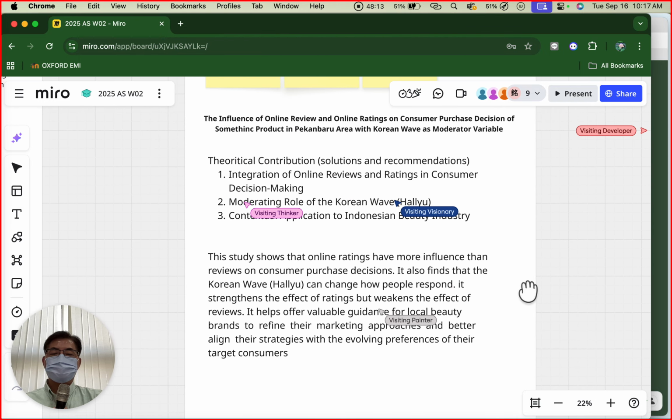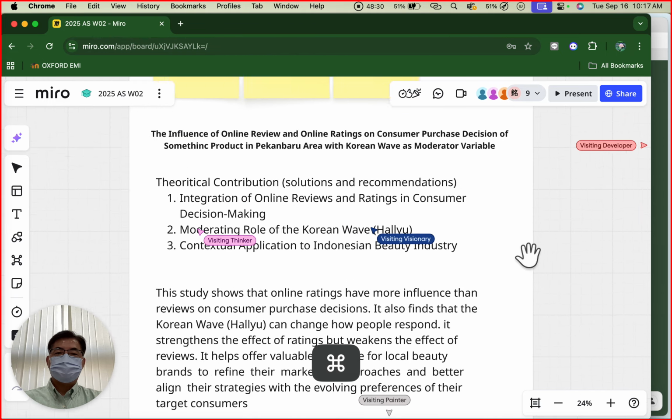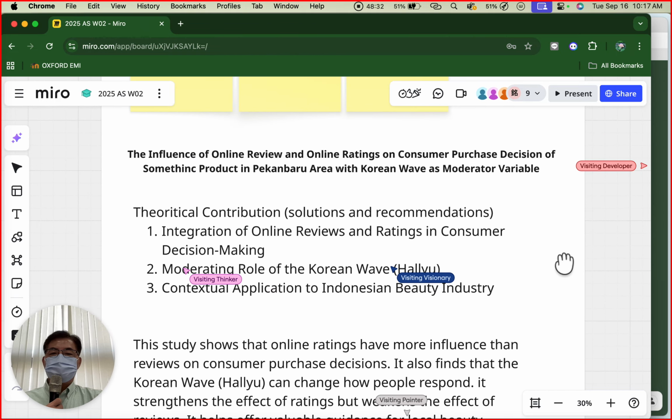This study shows that online reviews have more influence than online ratings on consumer decision. It also finds that the Korean Wave can change how people respond. It strengthens the effect of ratings but weakens the effect of reviews. And it offers valuable guidance for local beauty brands to refine their marketing approaches and better align their strategies with the evolving preferences of their target customers. Okay, so that's it.